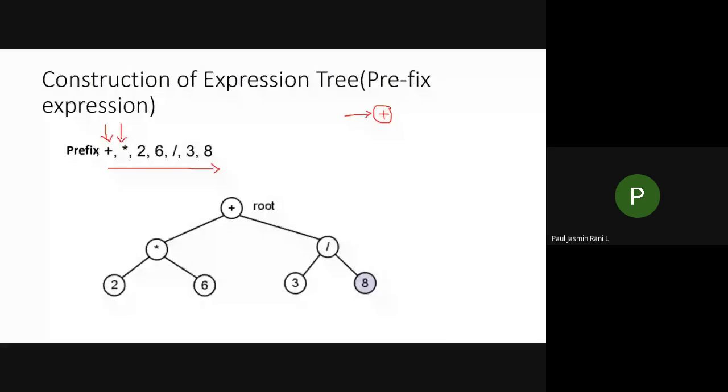So it is your operator. Now I have a confusion: where do I have to create it, either on the left side or the right side of your root node, isn't it? So for your prefix expression, what happens? You give preference to your left side. When your left is completed, you give preference to your right side. So for the prefix expression, on the left I am going to put this asterisk.